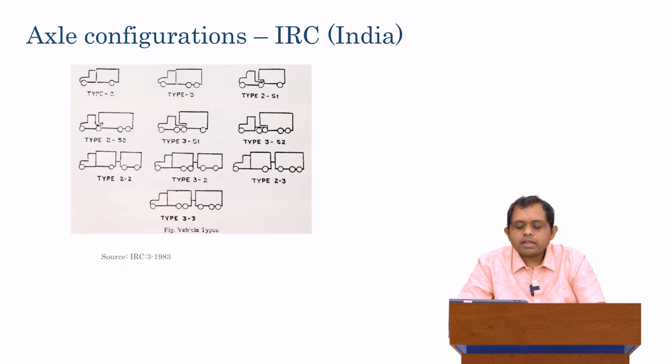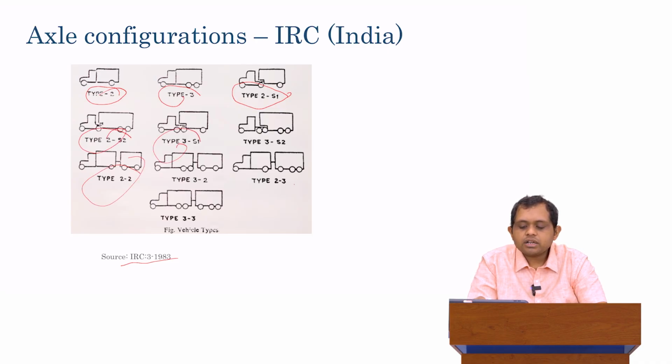In India, in IRC 3 particularly, there's a design code. We also have certain classifications. Our numbering scheme is different. So we actually start with type 2. What happened to type 1? I'll explain that in a second. We start with type 2, and within type 2 we have different types. So type 2 is a truck. We have type 3, which is another type of truck. We have something called type 2 S1, type 2 S2, type 2-2, etc. We've got type 3 S1, type 2-3, type 3-3, etc. So we have many different types also, but they are very similar.